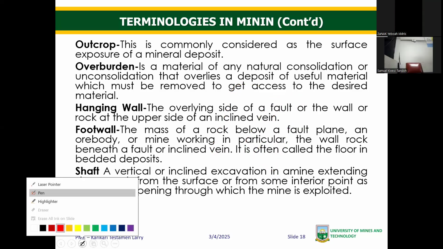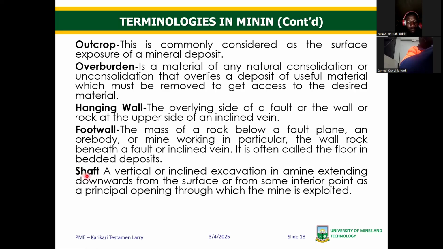Now the footwall: the mass of rock below a fault plane. So it's used the opposite way. You get it. We have hanging wall and then we have footwall. Normally, if you are designing your mine, you put your road in the footwall. Put your road in the footwall. Also, the footwall is usually more competent than the hanging wall. To design a pit, if you're a mine planner and you're designing a pit, you put your road in the footwall.